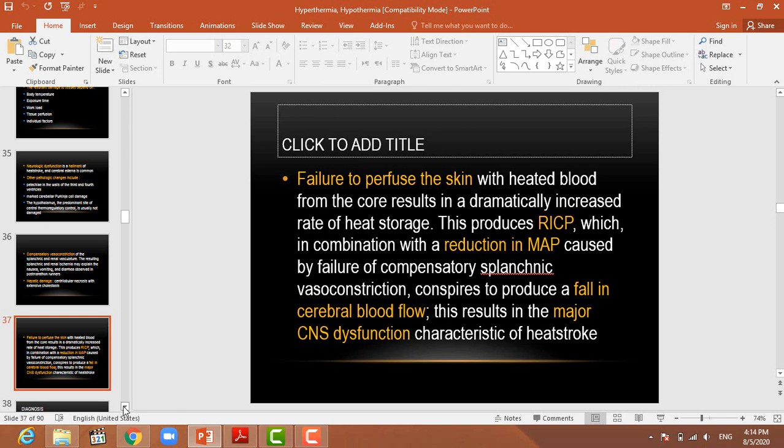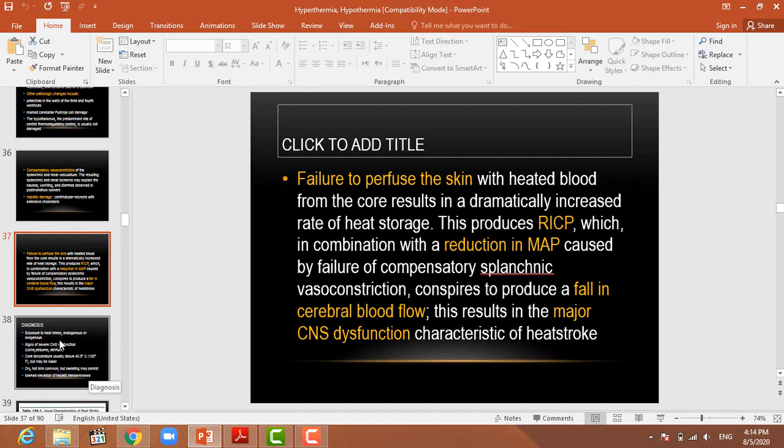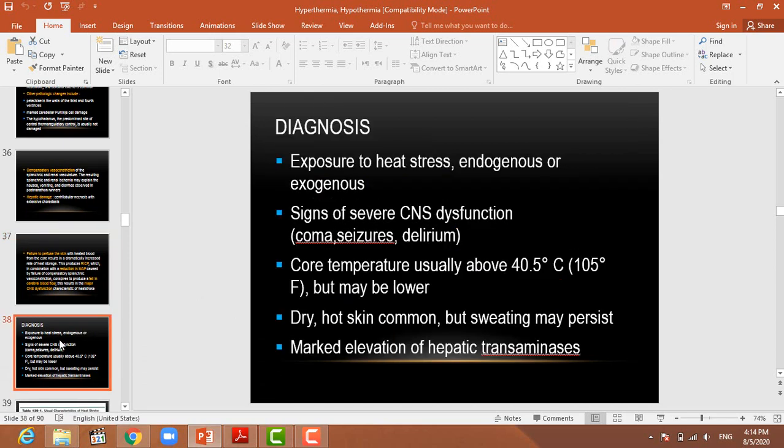Then how are you going to diagnose heat stroke? There are different ways, but simply: a history of exposure to heat stress, endogenous or exogenous heat; then severe CNS dysfunction, where the patient may go into a coma, may have seizures, that means fits, or delirium, that is a confused personality. The patient is quite confused, you don't know where he or she is. Then the core temperature is usually above 105 degrees Fahrenheit, but it may be lower. Dry hot skin, but sweating may persist.